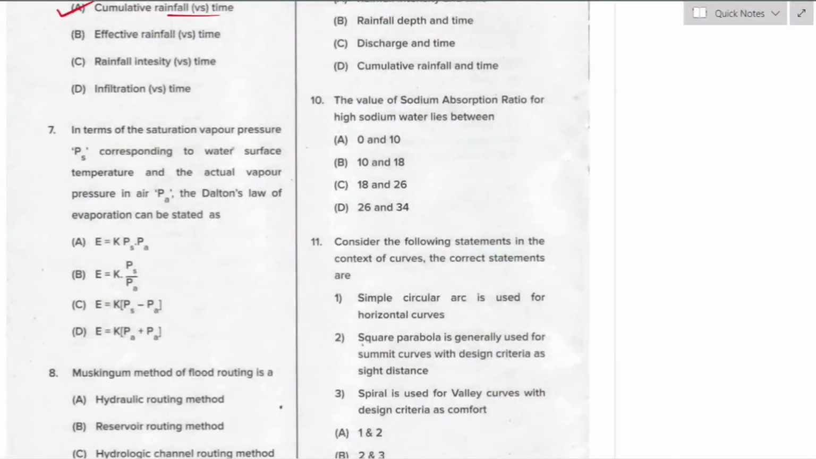Question number 7. Consider the saturation vapor pressure PS corresponding to the water surface temperature and the actual vapor pressure in air, PA. The Dalton law of evaporation can be stated as. According to Dalton law, rate of evaporation is proportional to the difference between the saturation vapor pressure at water temperature and the actual vapor pressure in air. So it is represented by the formula E is equal to K into saturation vapor pressure minus actual vapor pressure. So the right answer is option C.